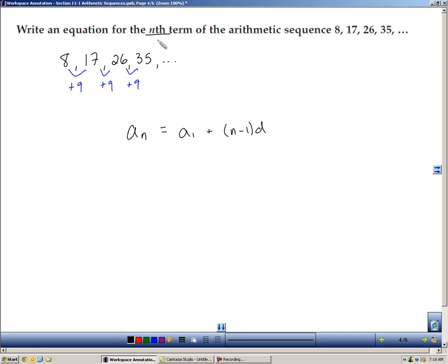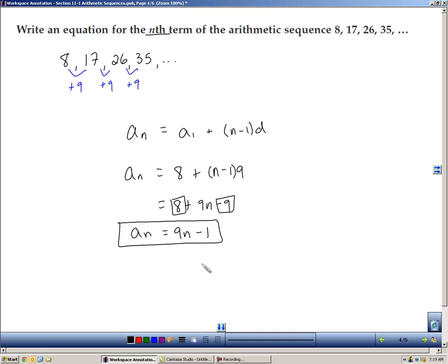Now because we're looking for the nth term, we don't know what a sub n is. We do know what a sub 1 is, that's the first term. Again, we don't know n because we're looking for the nth term, and the common difference is 9. So now I'm going to use algebra to simplify this. Distributing, we'll get 9n minus 9. And then you see like terms here, 8 minus 9 is negative 1. So I'm going to write it as 9n minus 1. So this is the equation for the nth term.